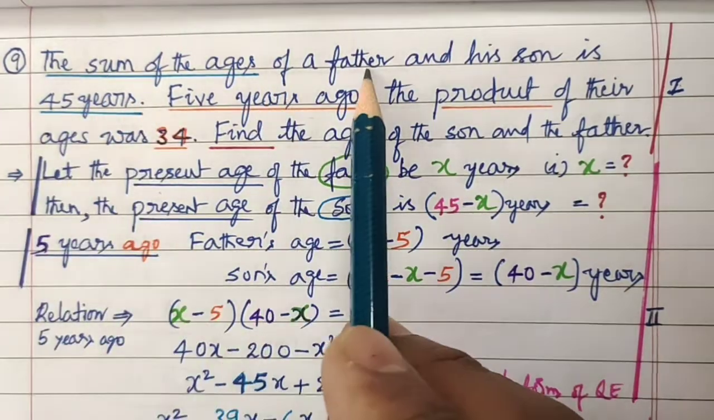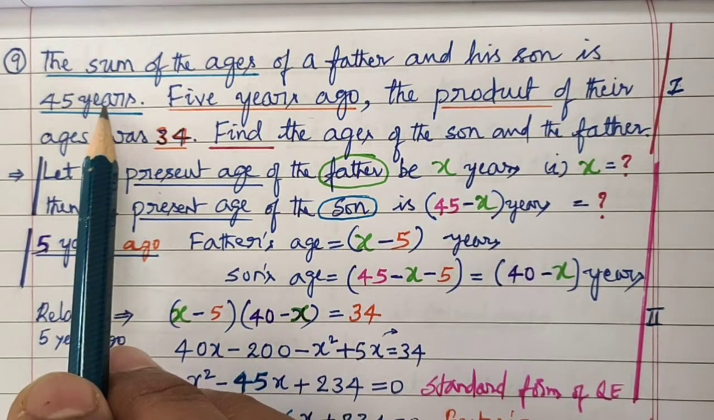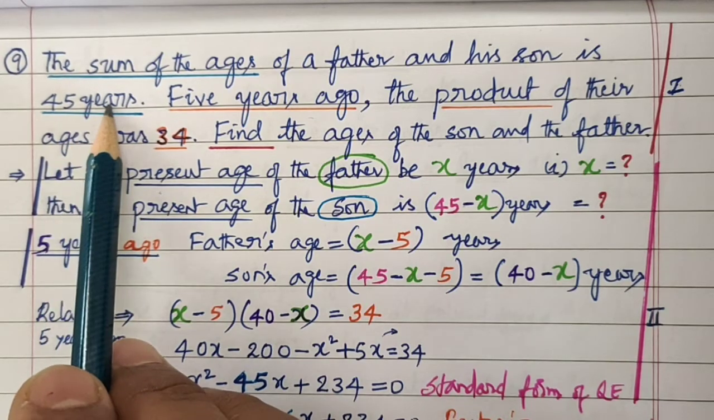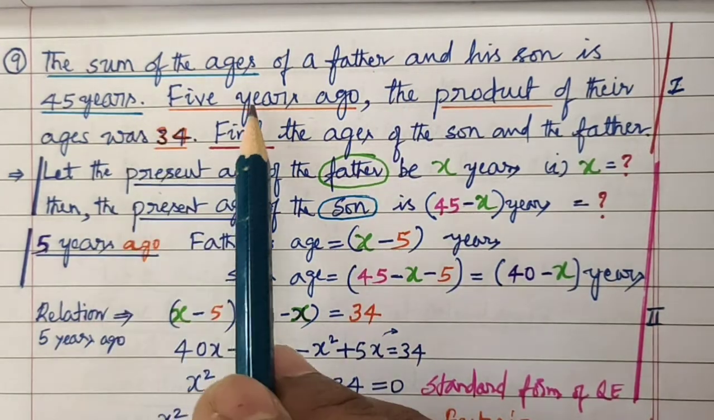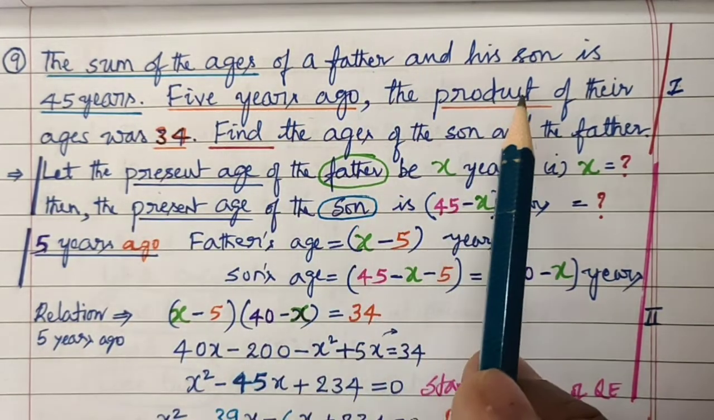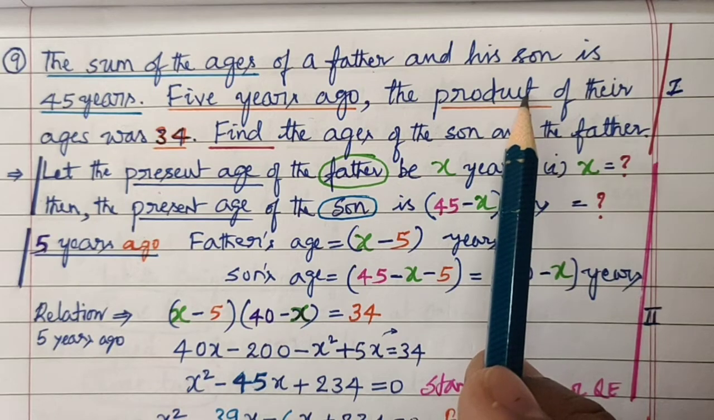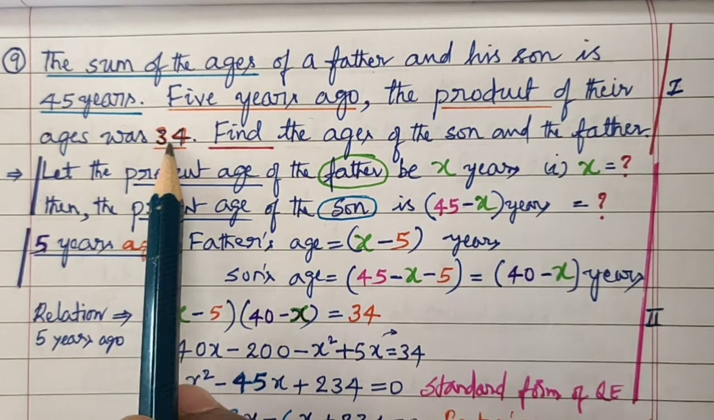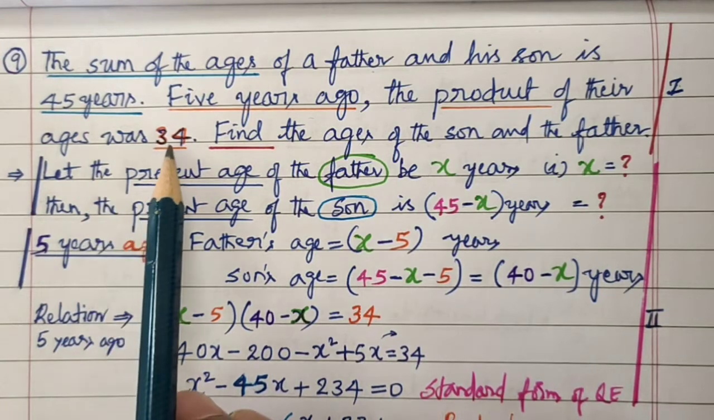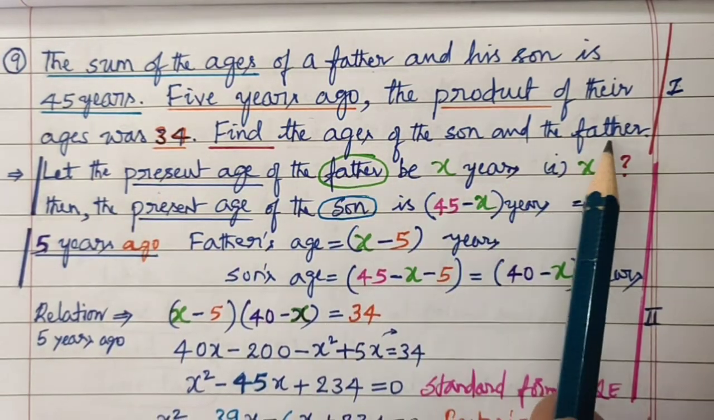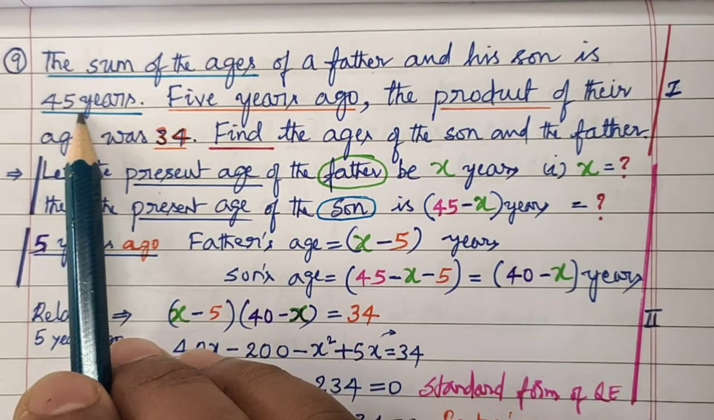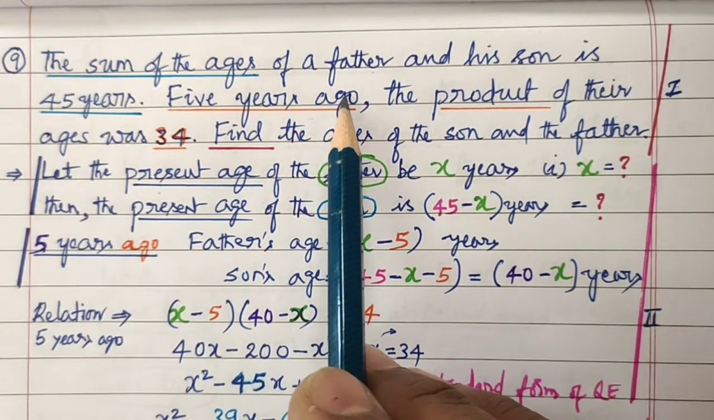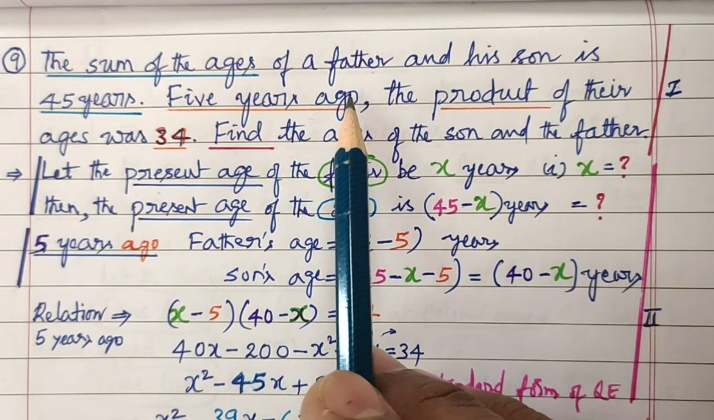The sum of the ages of the father and his son is 45 years. So when you add the ages of the father and the son, it's going to be 45 years. 5 years ago, the product of their ages was 34. Find the ages of the son and the father. If you add the present ages of the son and the father, it's going to be 45 years. If you go back 5 years and multiply their ages, it's going to be 34.